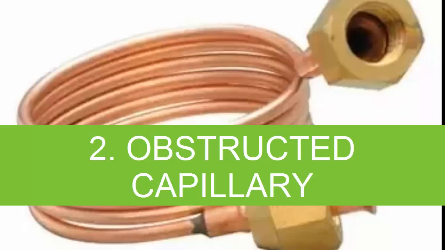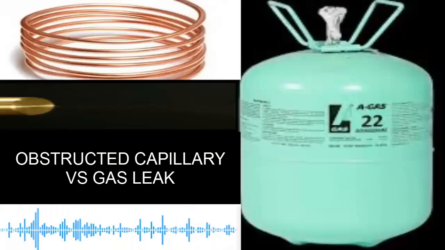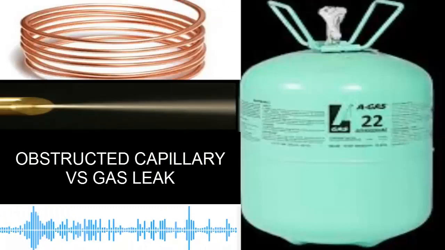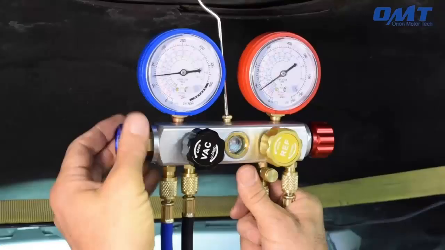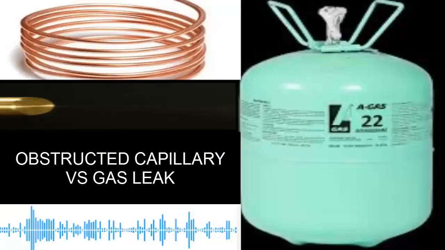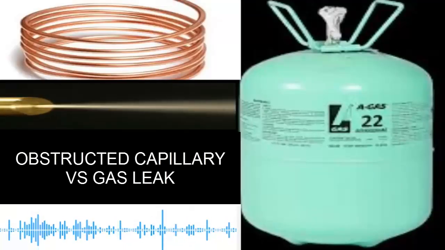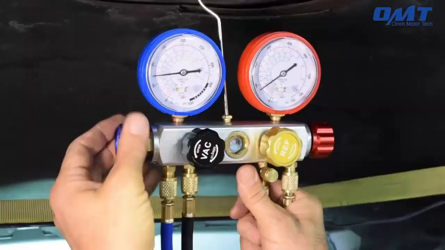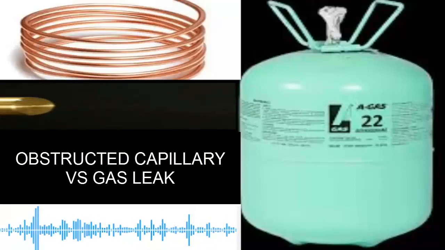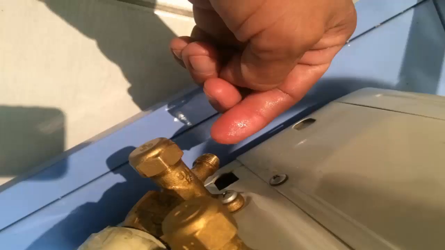2. To confirm the presence of an obstructed capillary, the following symptoms must be met without fail. A. When a capillary is obstructed, the refrigerant accumulates in the condenser. The low side pressure will decrease over time because there is no longer any refrigerant to compress, as all the refrigerant is accumulated in the condenser. The high side pressure in the condenser will drop as the gas condenses and becomes a liquid.